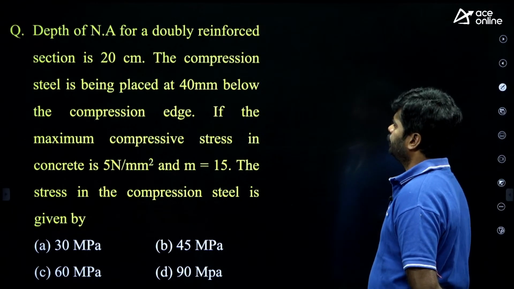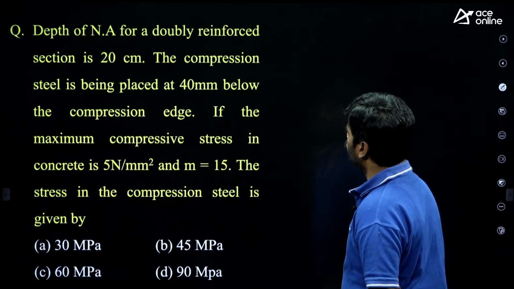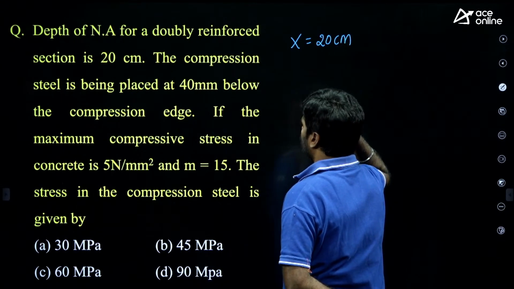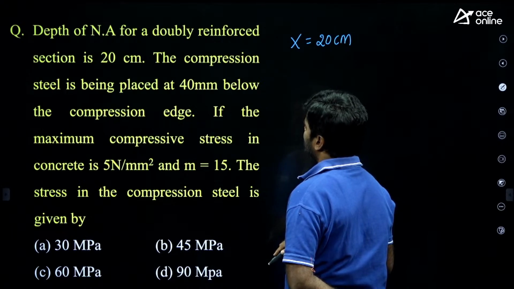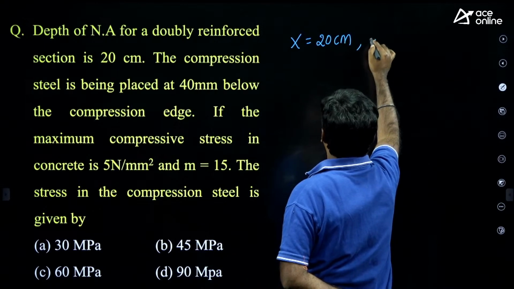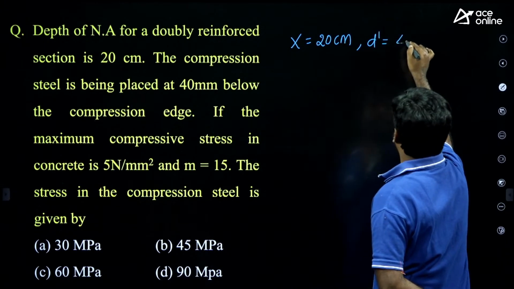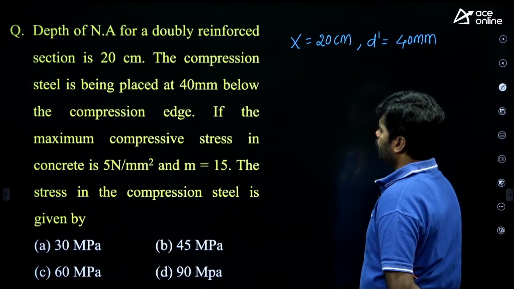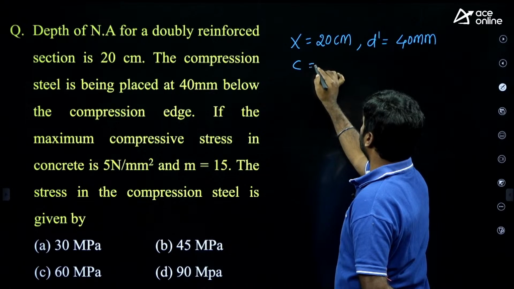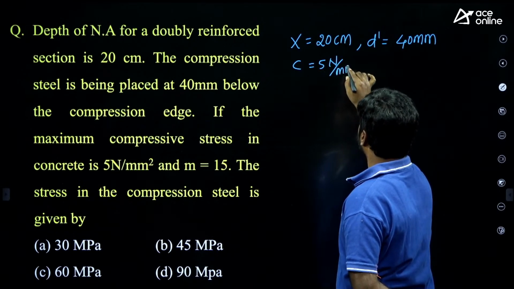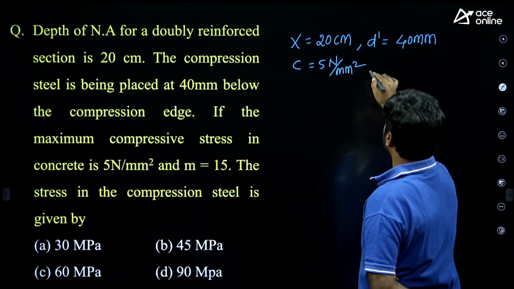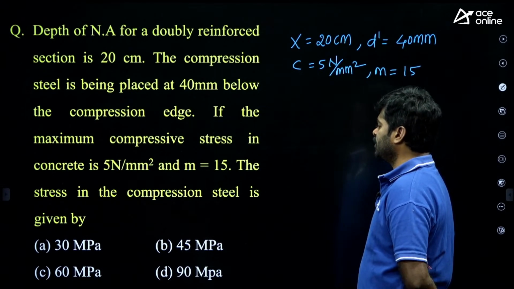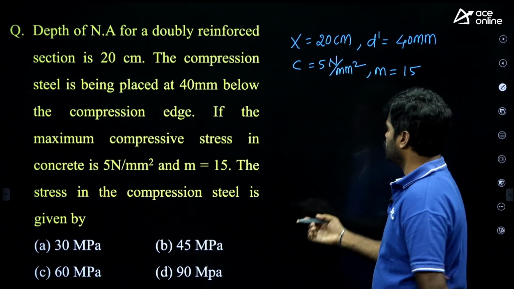Depth of neutral axis for a doubly reinforced section is 20 centimeters, X equals 20 centimeters. They have given clearly the compression steel is placed 40 mm below the compression edge. So, the effective cover to the compression steel is 40 mm. If the maximum compressive stress in concrete is 5 Newton per mm square, and modular ratio M equals 15, the stress in the compression steel is given by. What is the stress in compression steel?